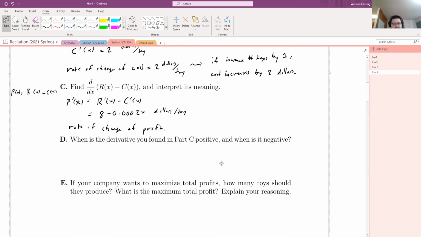So for D, when is the derivative that you found positive and when is it negative? So P prime of x is positive. What does that mean? Well, it'll mean that 8 minus 0.0002x will be greater than 0. I would rather move the other term to the other side and then divide by this number. That'll give you x is less than 40,000. And this is toys.